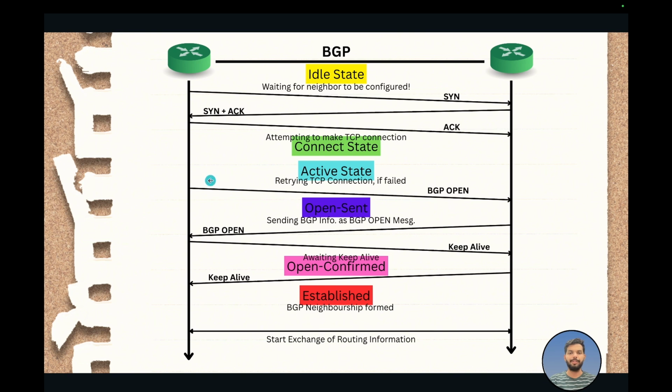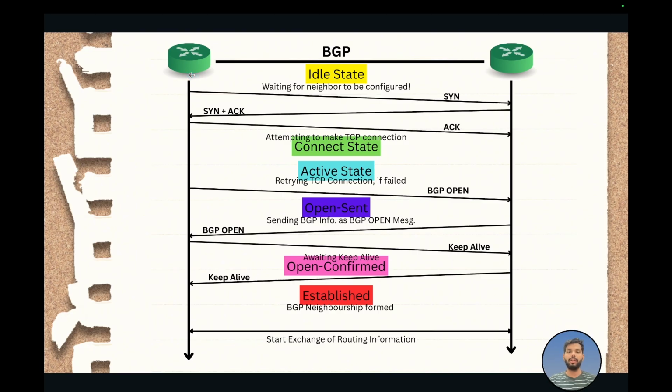So the BGP open message will be sent over here, and it contains information about the devices. Let's say, what is the router ID? If you are aware of OSPF, in OSPF we also configured the router ID, so that's literally the same for BGP also. Then certain timers will be there in BGP as well, as compared to what we have seen in OSPF.